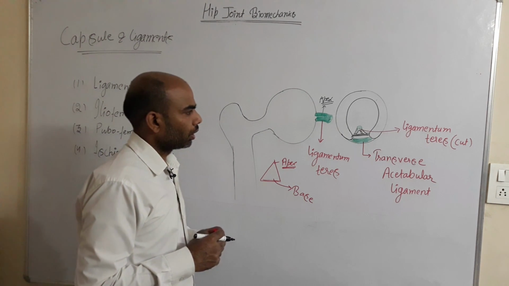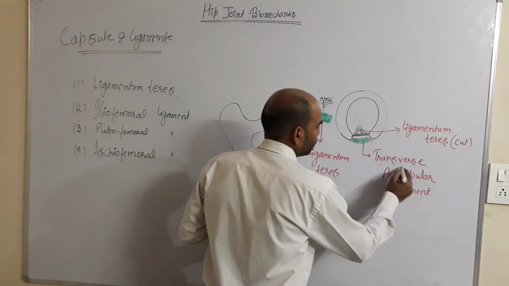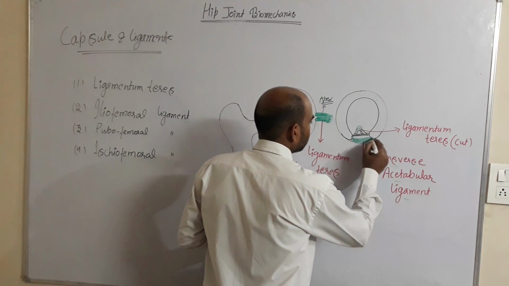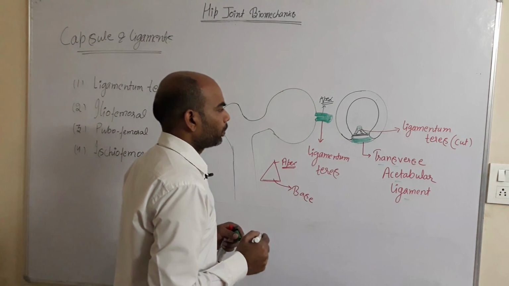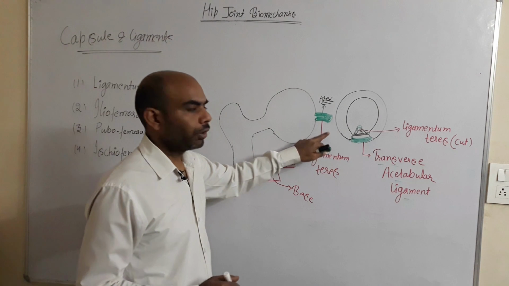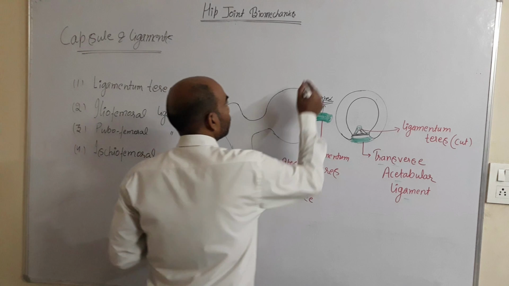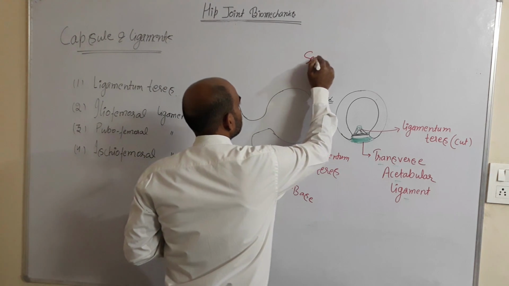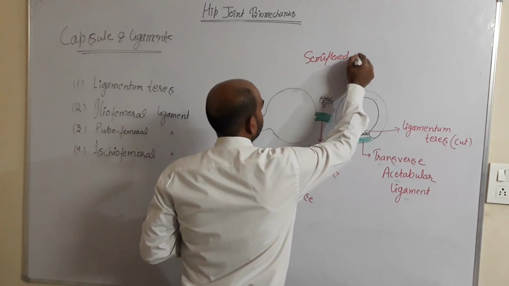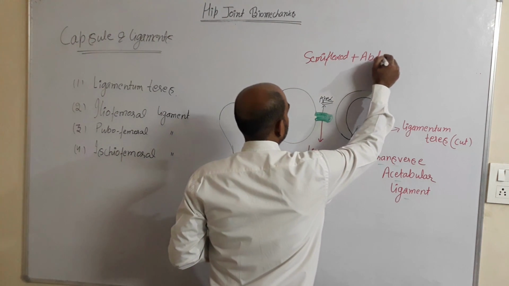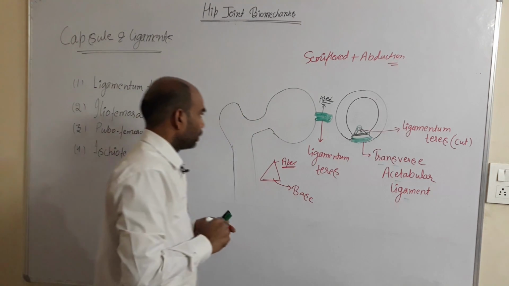The small transverse acetabular ligament is attached on the rim of the acetabulum, the incomplete rim of the acetabulum. It increases the concavity of the acetabulum from its inferior side. When the hip joint is in semi-flexion with abduction, the ligamentum teres is stretched. It means flexion with abduction.